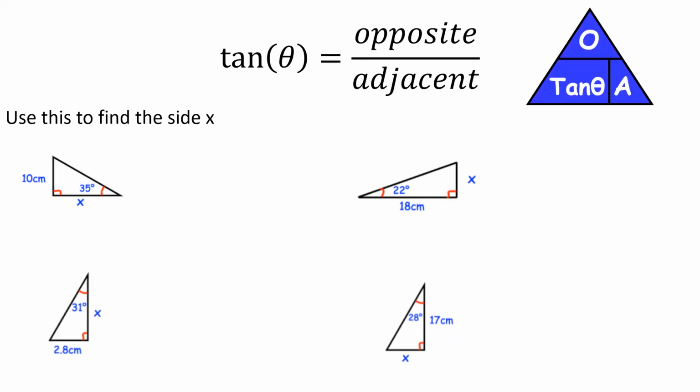And then here's the third of our equations, which is to do with tan. Exactly the same thing, except this time we're looking at opposite and adjacent, no hypotenuse involved. Again, I'll do the first one, and I'd like you to try the next three.